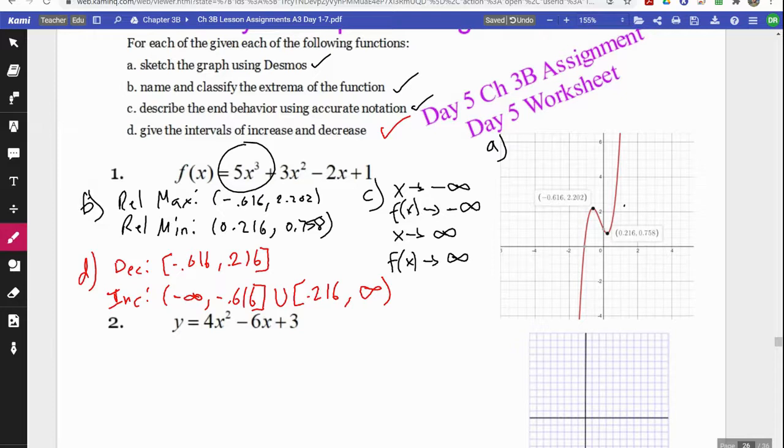If you need further explanation, this is from days 3 and 4 again. The end behaviors are from day 3, and then day 4 has the extrema, the maximums and minimums, and then the increasing and decreasing.